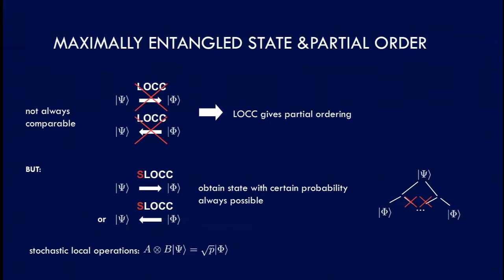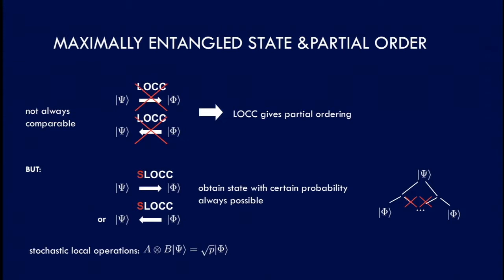So in contrast to LOCC, which is really deterministic, where I want that for all measurement outcomes, whatever Alice and Bob do, they end up in the state phi with probability 1, here I want that they can at least do it probabilistically. At least with some probability, they can go to that state.